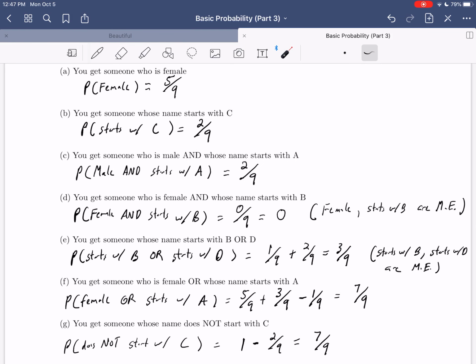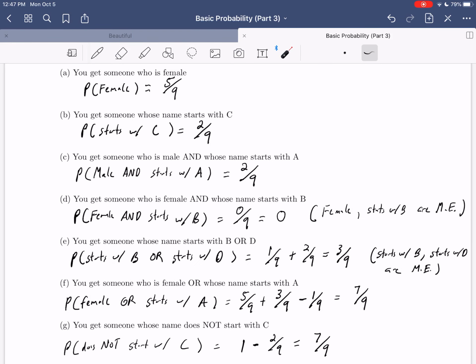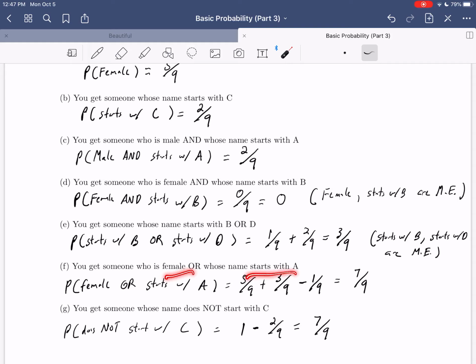All right, so there we go. There's a basic example going through calculating probabilities using a little bit of our terminology. Notice these pairs of events, female and starts with B, were mutually exclusive. Starting with B and starting with D were mutually exclusive. But pairs like female and starting with A were not mutually exclusive, because there was Annie, who was female and started with A, which is why we had to subtract that when calculating to avoid that double counting.